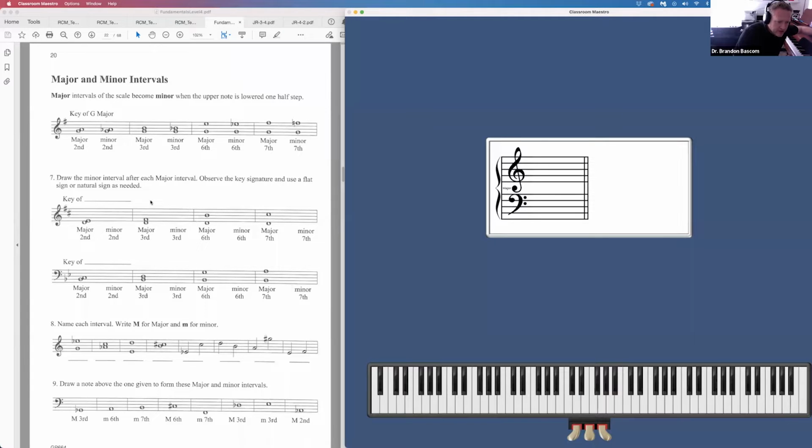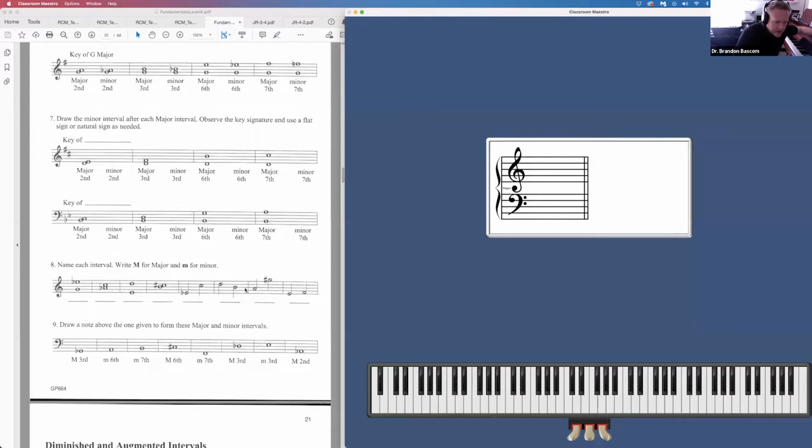So we're writing the major key, and then we're lowering the top note by a half step to get our minor interval. So we're doing that for the key of 2 sharps and the key of 2 flats.